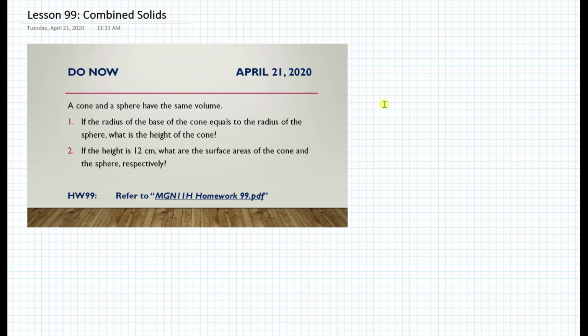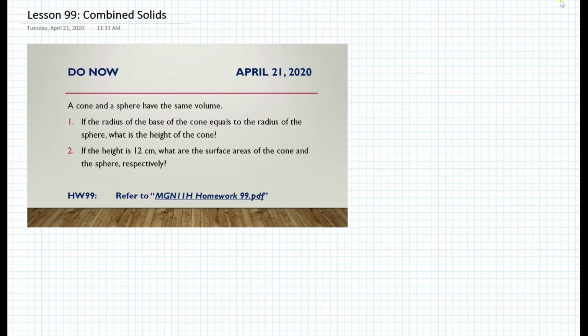This is Mr. Cervone. In today's Do Now, a cone and a sphere have the same volume. Number 1. If the radius of the base of the cone equals the radius of the sphere, what is the height of the cone? Secondly, if the height is 12 centimeters, what are the surface areas of the cone and the sphere respectively? Okay, so how would you solve the first problem?